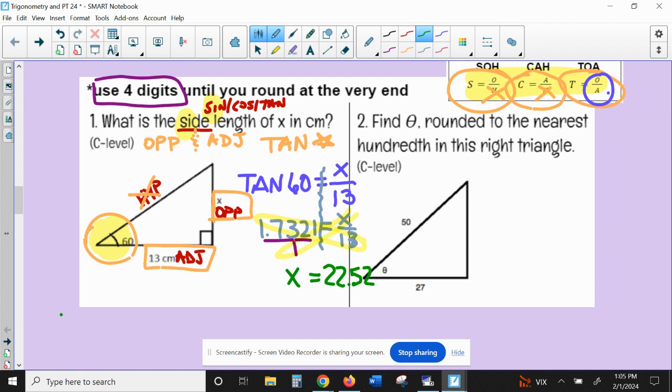Now for this one, we don't. This is our final answer, so we don't have to use 4 digits. We could just round it like a normal person to the 10th place or 100th place. Just while you're doing your work, keep it 4 digits out, and then at the very end when you give your answer. Now this is rounded, so I'm going to change this to squiggly, okay? So I know it's approximately. So approximately, so it says, what is the side length of x in centimeters? It's about 22.52 centimeters.